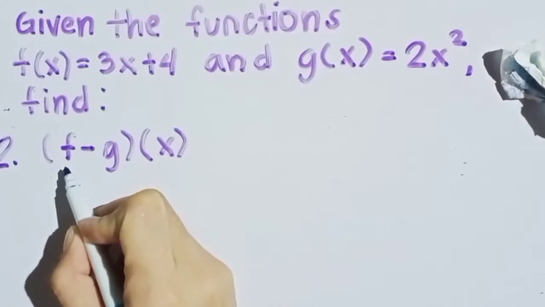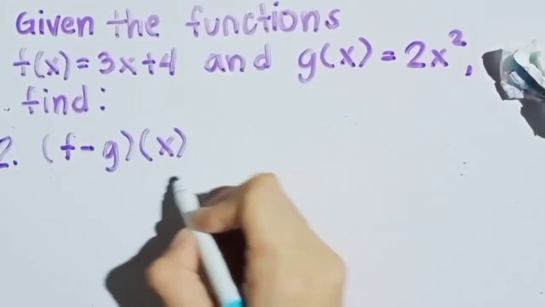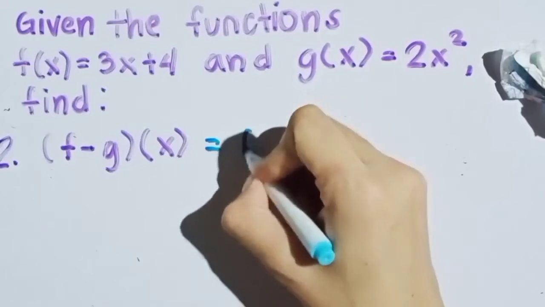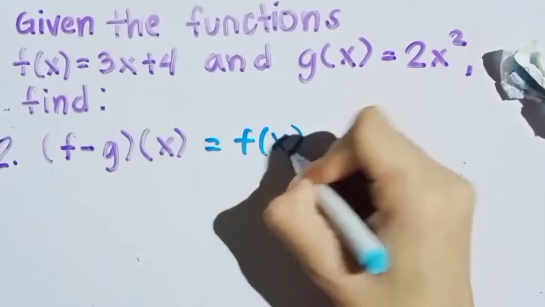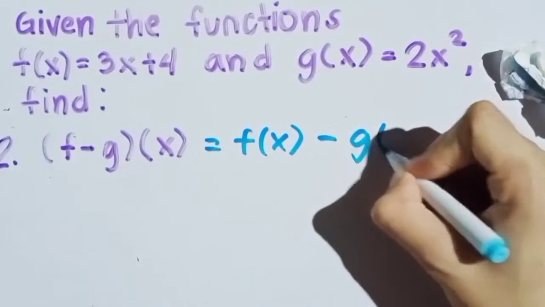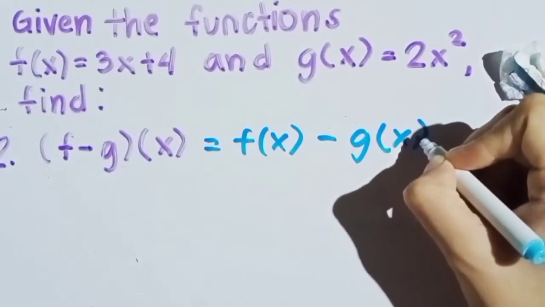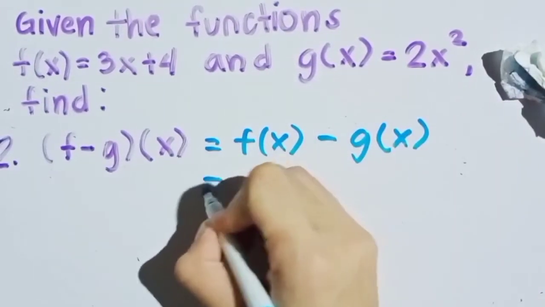Number 2, f minus g of x. So, ito ay equal sa f of x minus g of x. So, same process lang yung gagawin natin. So, ano yung value ni f of x?